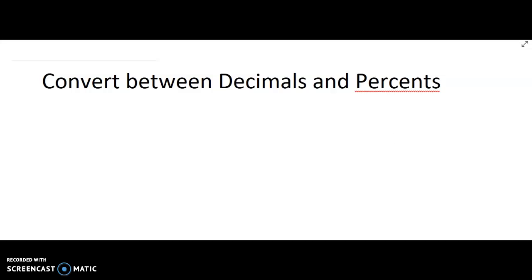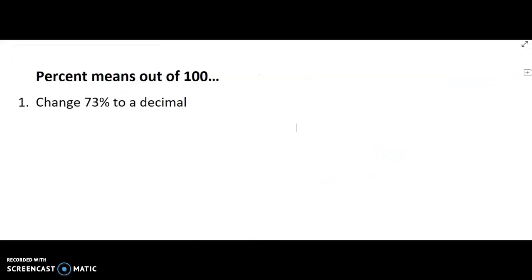In this video, we are going to do some converting between decimals and percents, so going both directions. Really not the most difficult of conversions once you know the tools. So first things first, a percent means out of 100. So anytime you see a percent sign, you can think 100.